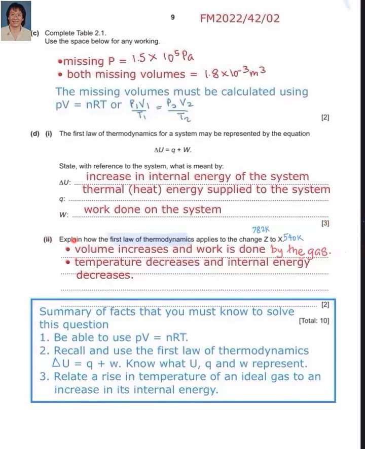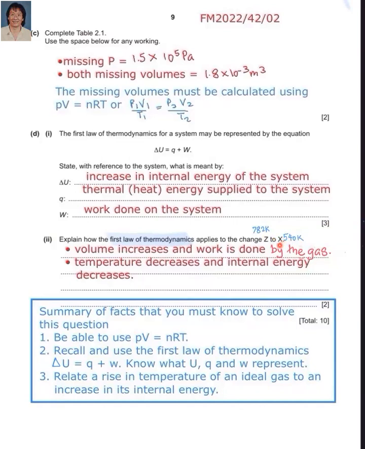Then for part 2, explain how the first law of thermodynamics applies to the change from Z to X. To do this question, we need to know that the volume increases from 1.8 times 10 to the minus 3 meter cube at Z to 4.2 times 10 to the minus 3 meter cube at your X. That means the gas expands and work is done by the gas. The other thing you need to mention is that the temperature of the gas decreases from 782 Kelvin at Z to 540 Kelvin at your X.